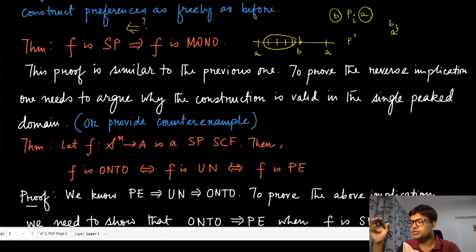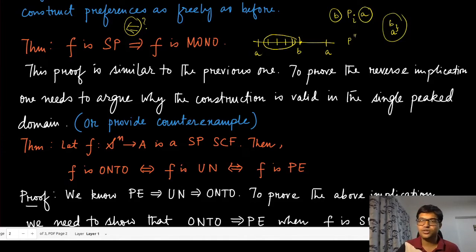So what I'm trying to suggest is that in order to show the reverse direction, you will also have to do a possibly different construction, or provide a counterexample. Maybe this implication is not true at all. In that case, you should be able to give an example where it is monotone but not strategy proof. Let me give you the answer. The reverse implication is also true, but the construction will be a little different. So I leave that as a homework exercise.